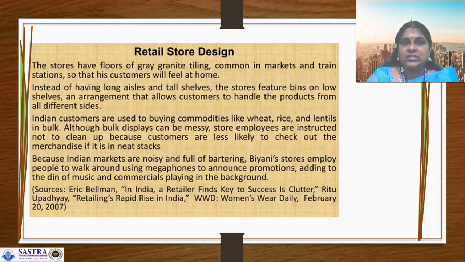Instead of having long aisles and tall shelves, the stores feature low shelves in arrangements that allow customers to handle the products from all different sides. Indian customers are used to buying commodities like wheat, rice, and utensils in bulk. Although bulk displays can be messy, store employees are instructed not to clean up, because customers are less likely to check out the merchandise if it is in neat sacks.